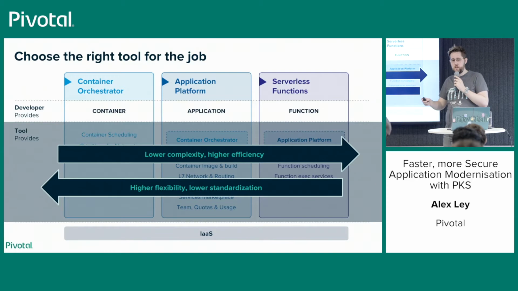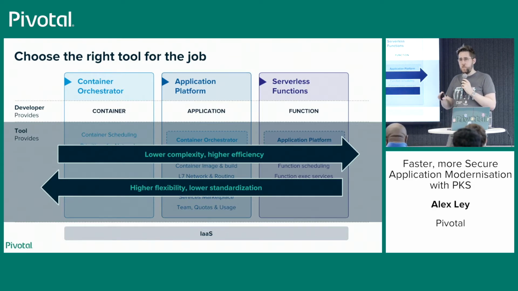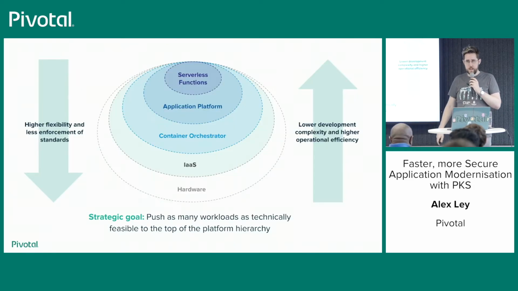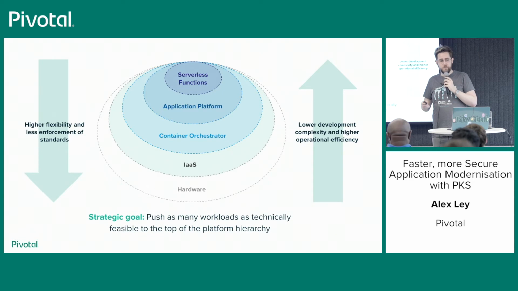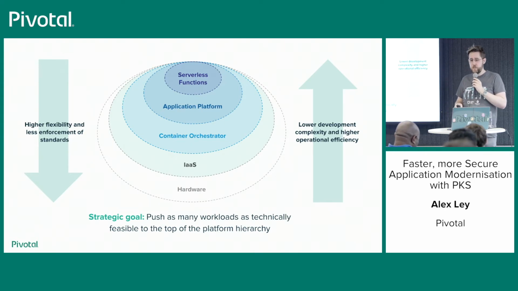And so, like we said, you get lower complexity and higher efficiency the more you go to the right. And as you go to the left towards the container orchestrator, you get that flexibility, but you lose some on the standardization. So that's the kind of trade-offs you're making when you go around the scale. So another way of looking at it is this kind of onion diagram. And really, strategically, you need to be thinking, how can I get from the bottom of this onion right to the top? And this is going to give you those kind of productivity gains, lower the complexity for your developers.